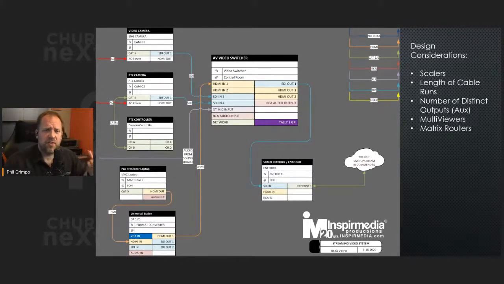And if you say, well, I could add a multi-viewer, then you have to think about cabling. Does your multi-viewer, whatever process that is, require you to split your signals to send one to the multi-viewer, one to the switcher? Or can you loop through your multi-viewer to the switcher? So those are some things to consider.